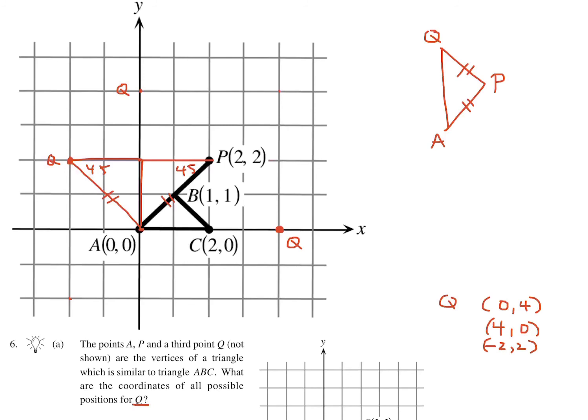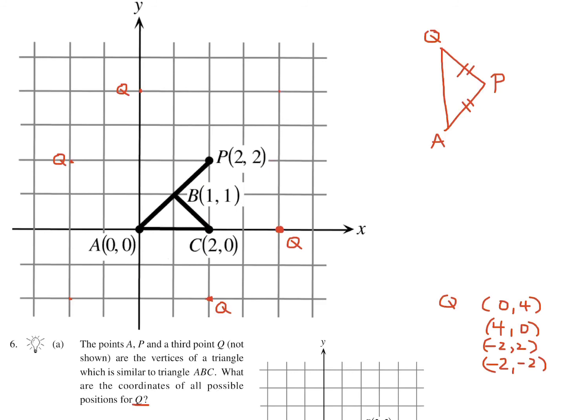Like that. So we've got one more Q. And similarly, we can go in the other direction, down 2 and across 2 like this, and make that a Q, and that would indeed make A, Q, P an isosceles triangle with angles of 45 degrees. Here is also 45. Okay, so this Q looks like 2, minus 2. So we've got 4 points so far.